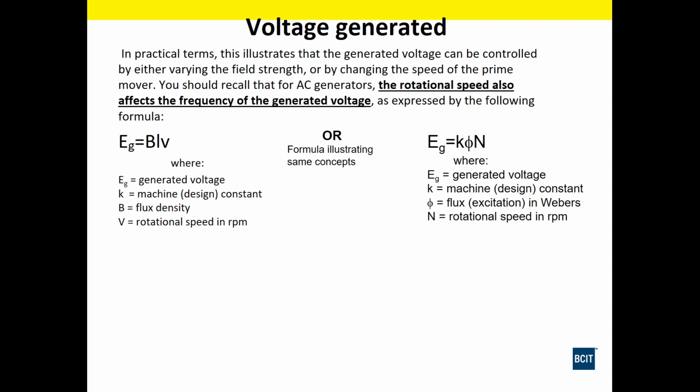So if we want to control the output voltage of our alternator, and we control the velocity, what's that going to do to the frequency? It's going to mess with our frequency. We want to keep our frequency at 60 hertz, so we don't touch our velocity. What we're going to do is play with our flux density, our flux excitation in Webers. How do we do that? Well, we control the current going to our rotating field coil.